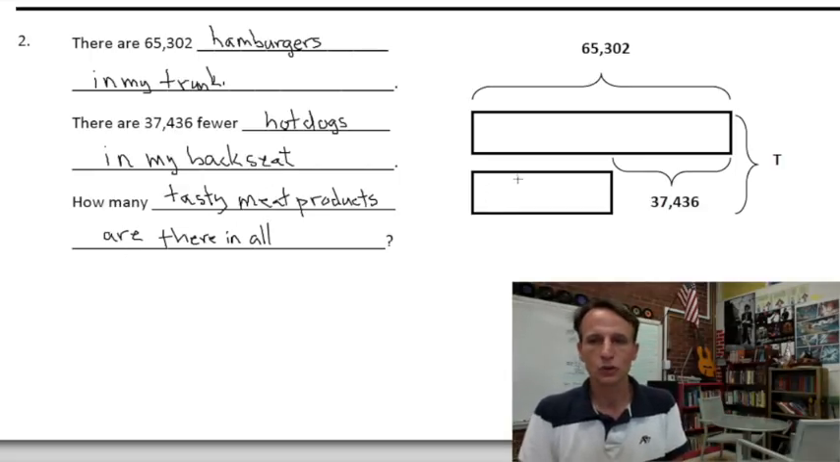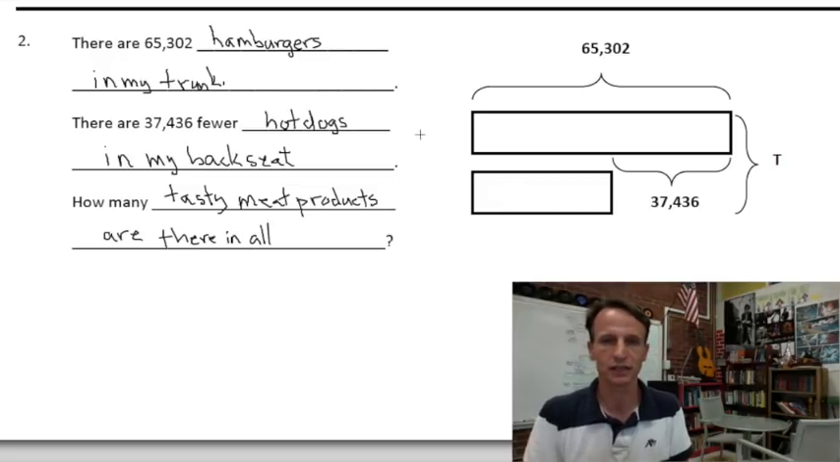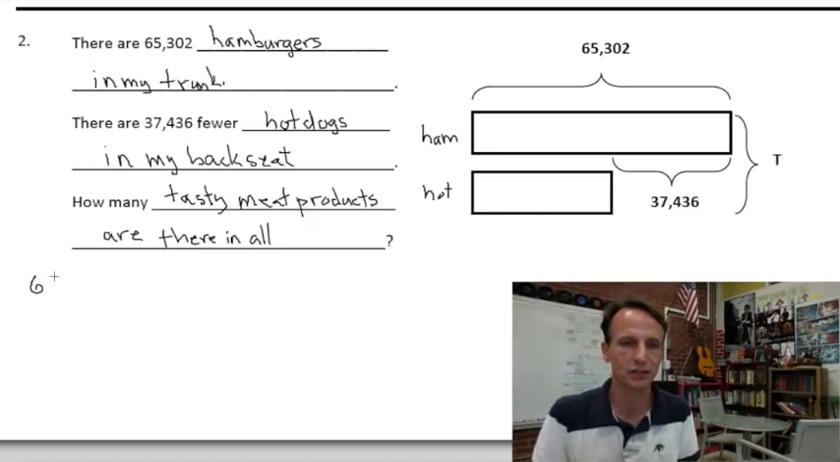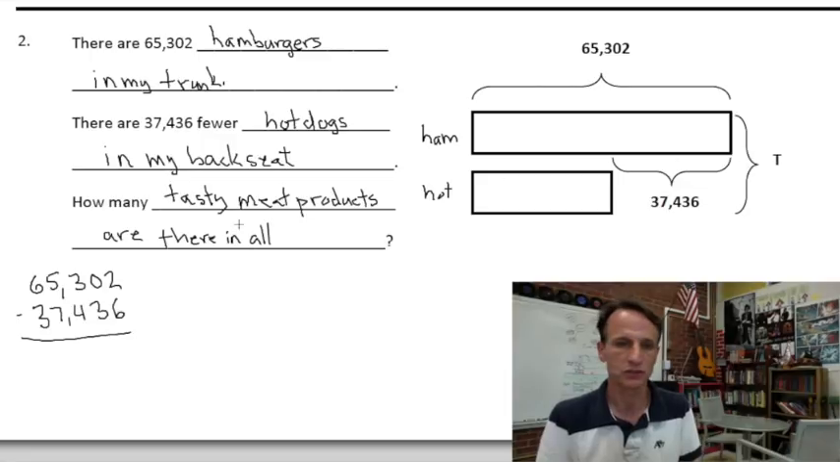All right. So we know we have to figure out hot dogs here, okay? So I'm going to write ham, short for hamburgers. I'm going to write hot, short for hot dogs. Ham, hot. All right, so to figure out the hot dogs first, if I take how many hamburgers there are, remember we do actually have to do the calculations to solve for the variable. If I take how many hamburgers there are, and then subtract the difference between hamburgers and hot dogs, that will give me the number of hot dogs, which I need in order to solve for my variable t.